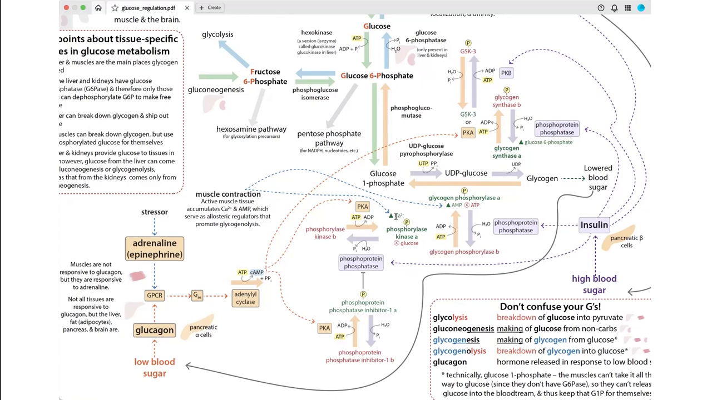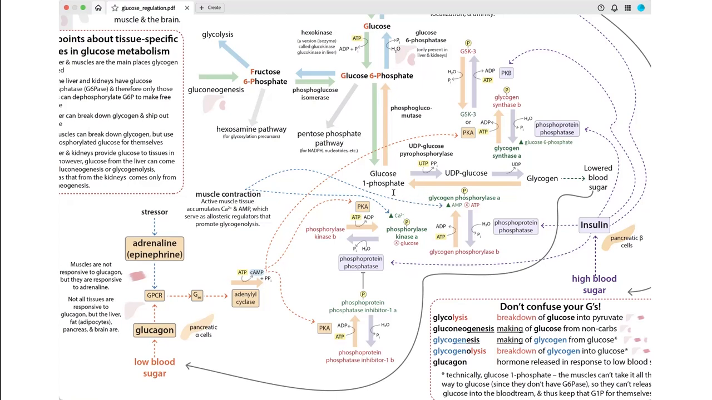What it's going to do is bind to phosphorylase kinase and make it more active. So in order to have maximal activity, it needs not only phosphorylation, but also the presence of calcium. And this is then going to make it so that the phosphorylase kinase in your muscle is going to be more active. You're able to break down the glycogen.